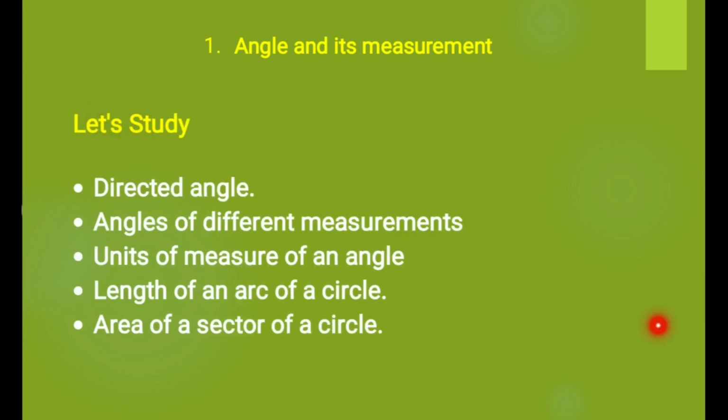Today we start the first chapter, Angle and its Measurements, from paper first. So we study these concepts here. First concept: directed angles. Second: angles of different measurements. Third: units of measure of an angle. Fourth: length of an arc of a circle. And fifth: area of a sector of a circle. So first we see directed angle.